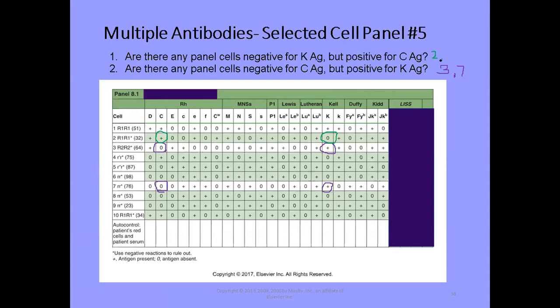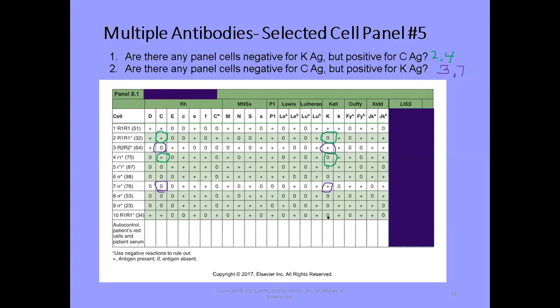Let's see if we can find another one. Negative for K, positive for C. That was almost too easy. Oops. Cell number 4 fulfills. Now when we look at cell number 5, we see it's negative for K. Can't use that one. Also negative for C. And same with cell number 6. It's negative for K, but it's also negative for C. So guess what? That wouldn't react with either of the antibodies. And looks like 8 and 9 are the same way.